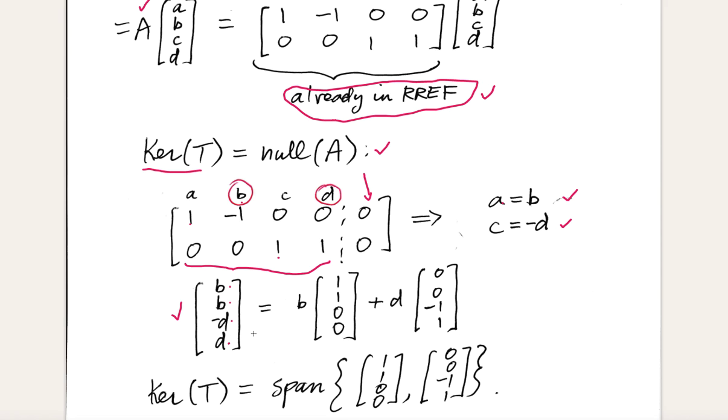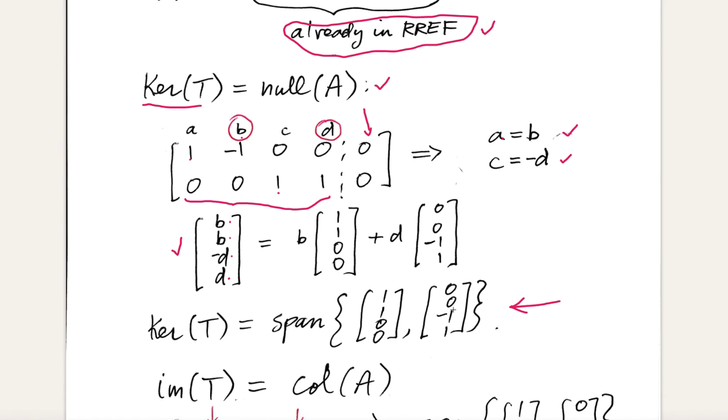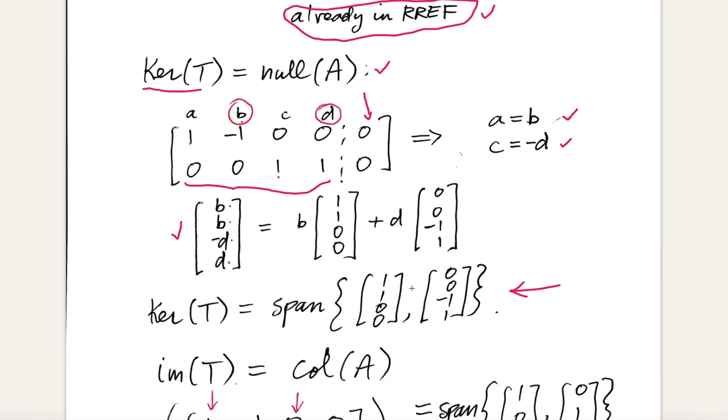Those are free, so you've got 2 free parameters here. This is going to be 2-dimensional, so the kernel is also going to have a dimension of 2. You can see I write it as a linear combination of these 2 vectors: 1, 1, 0, 0, and 0, 0, negative 1, 1. These are a basis for the kernel of T.